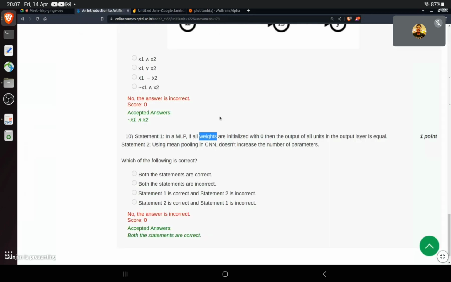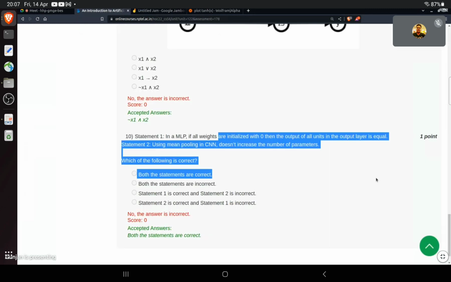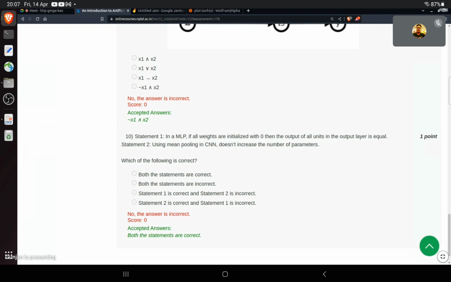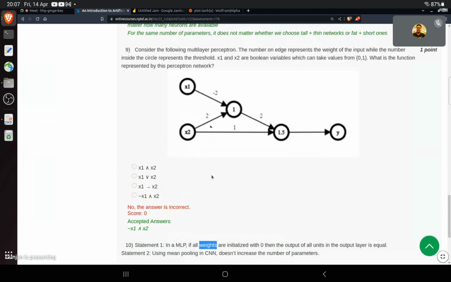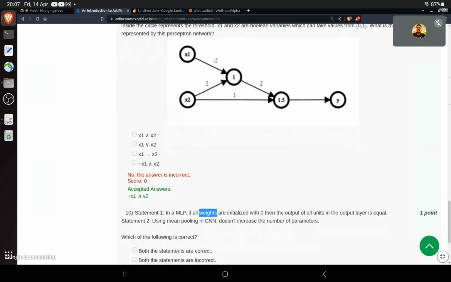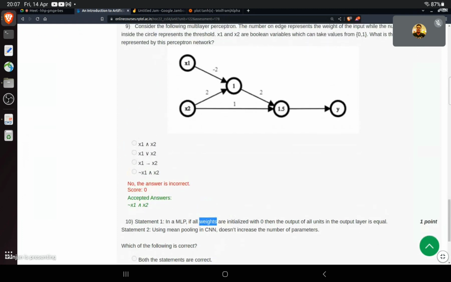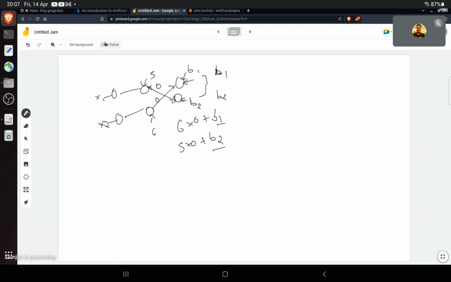They have not commented on biases, right? When the output of all units in the output layer is equal, it should say if all parameters are initialized equally, then it would be a more correct statement. It should be all parameters. It has happened before also that they say something, and then when they evaluate it, it means something totally different.